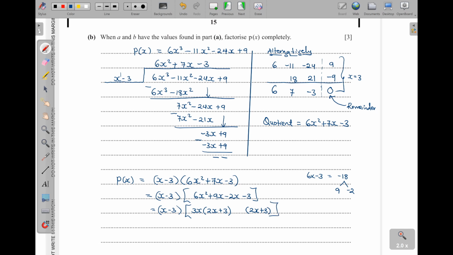Okay, then you ask yourself, what should I multiply with 2x to get negative 2x here? It will be a negative 1. So that means here we put a negative 1. And actually when you open, it gives you the negative 3 here.